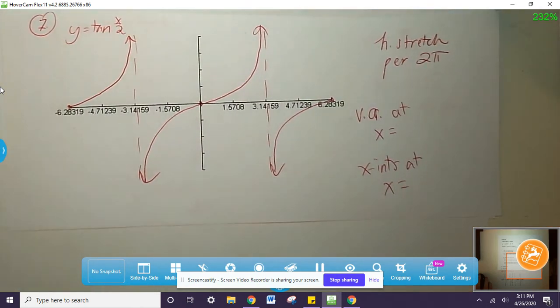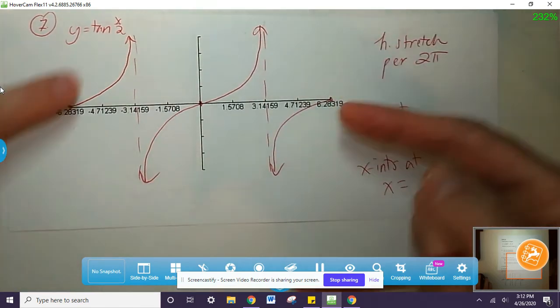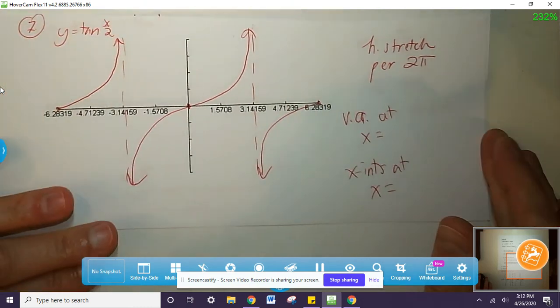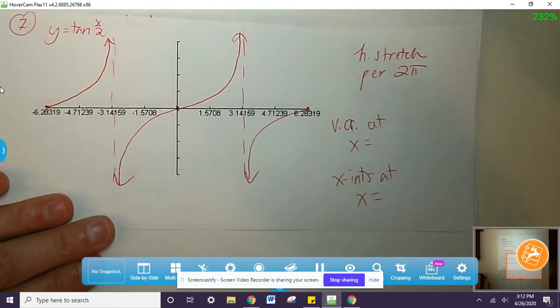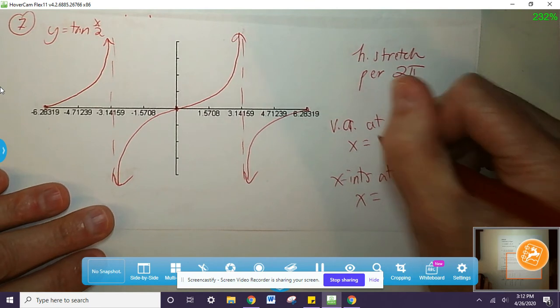That's what you should have. How many full periods do you see in the viewing window? 2. You have 1 connected full period and then a half and a half, so that makes 2 full periods. And go ahead and fill in the vertical asymptotes and x-intercepts, please.